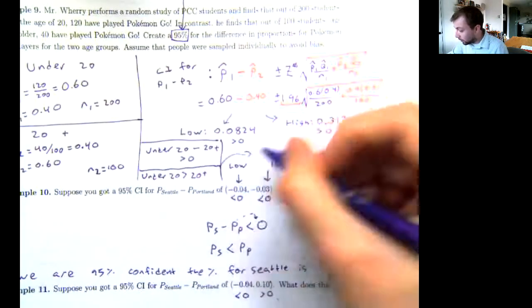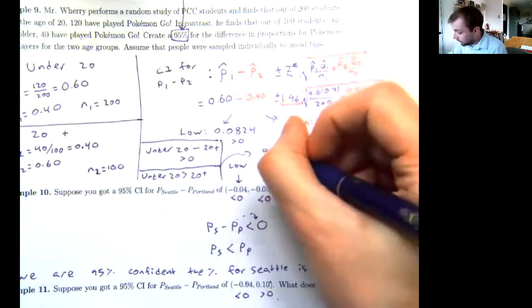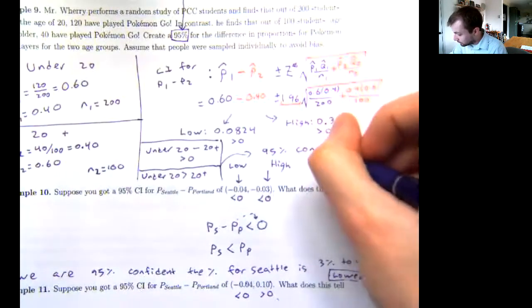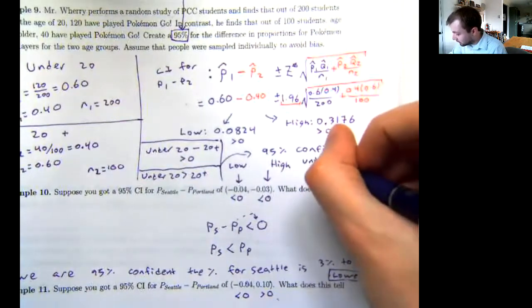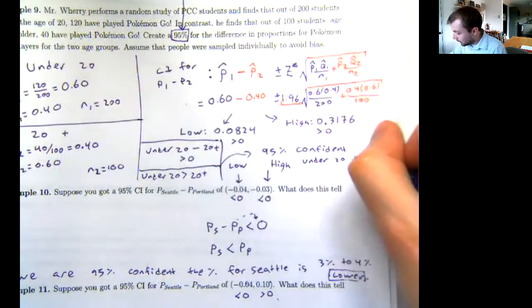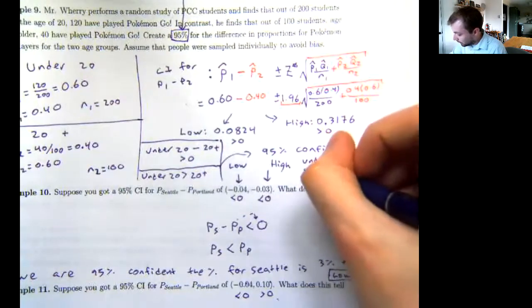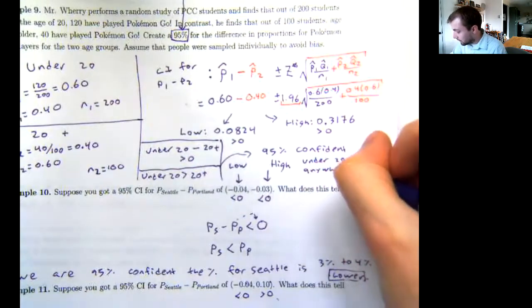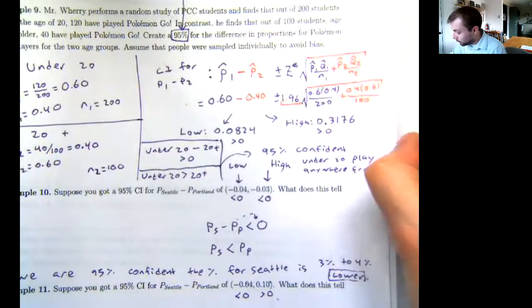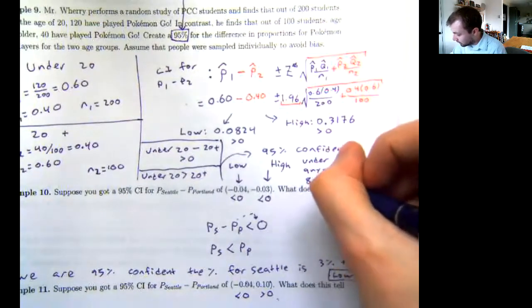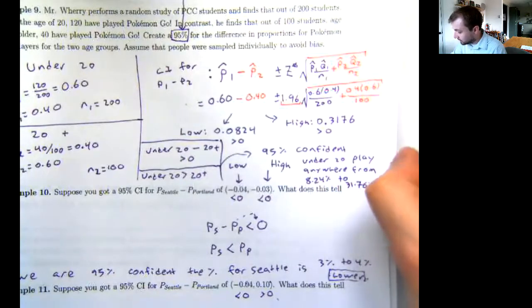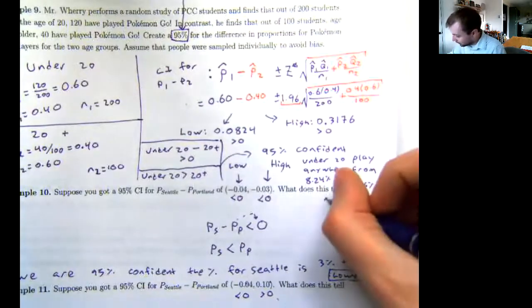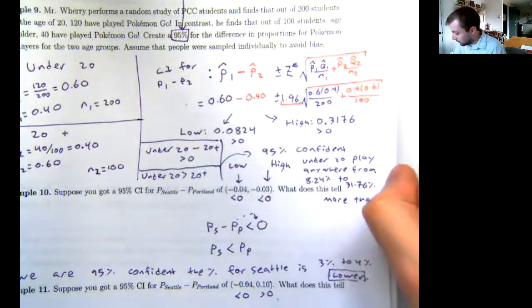How much more? Well, I'm 95% confident that my under 20s play anywhere from 8.24% to 31.76% more than my 20 and older group.